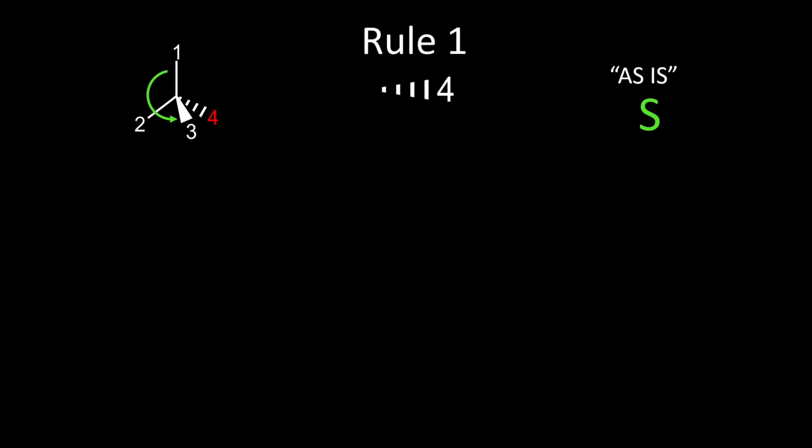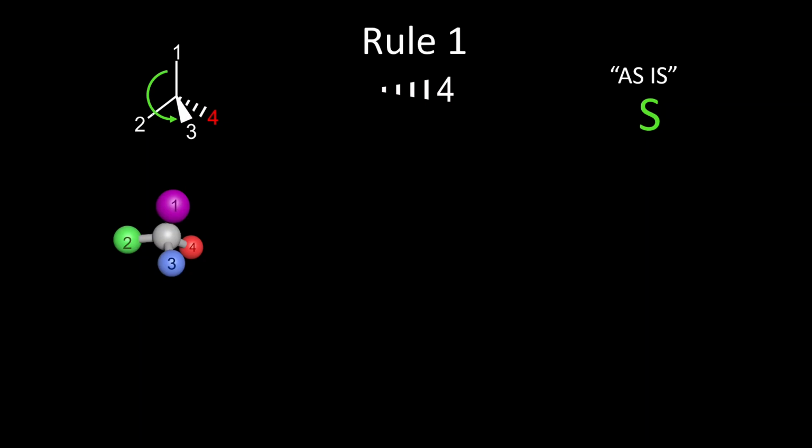When learning absolute configuration, you find the priorities, and then the rule is 4 must be in the back, and then you find whether 1 to 2 to 3 is clockwise or counterclockwise. Let's see this visually. Let's turn this wedge and dash form into a ball and stick model. Okay, you can see that this is the same thing here.